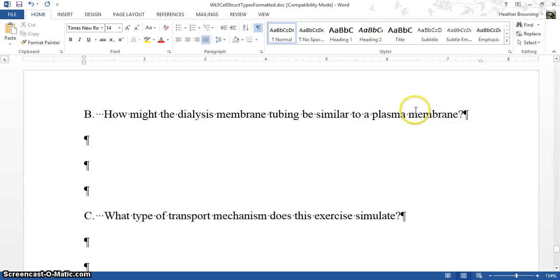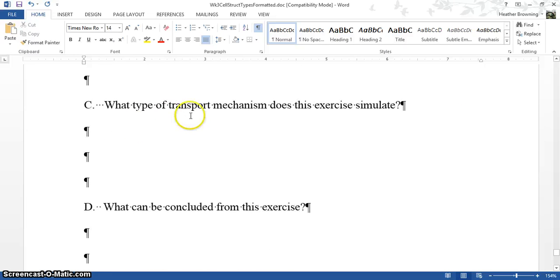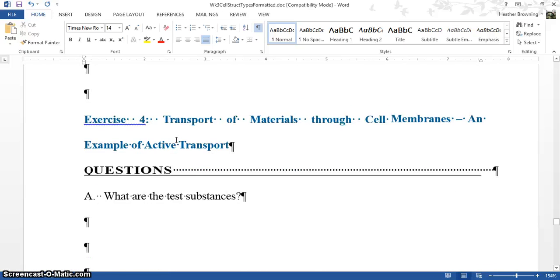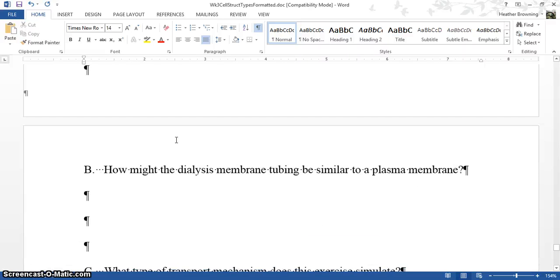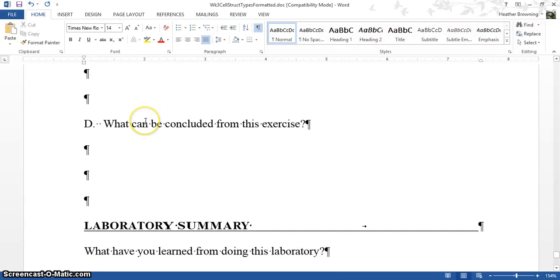How is the tubing similar to a plasma membrane? If you're not sure, good place to have an in-text citation. What type of transport mechanism does this exercise stimulate? So we're going to guess it's not passive. And let's see, what was the name of this place again? The name of this section, if I scroll up here, was an example of active transport. Therefore, I will assume that it is an example of active transport. Make sure you read those titles.